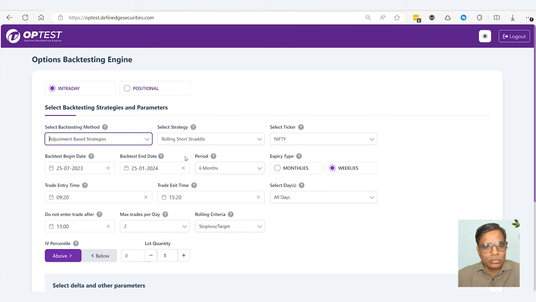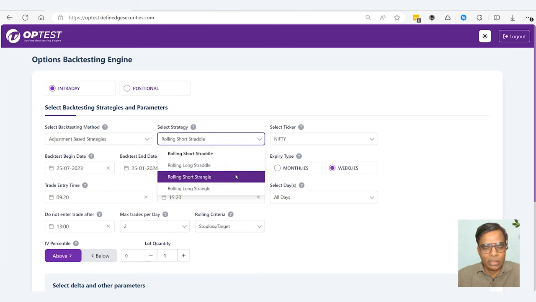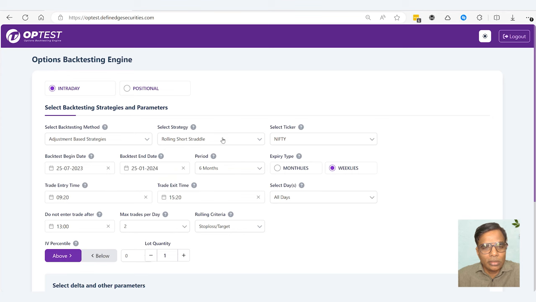Now, there are many strategies, and we are only going to show you four strategies at present in Optest, which are rolling short straddle, rolling long straddle, rolling short triangle, and rolling long triangle. We are going to cover rolling short straddle in this particular video.